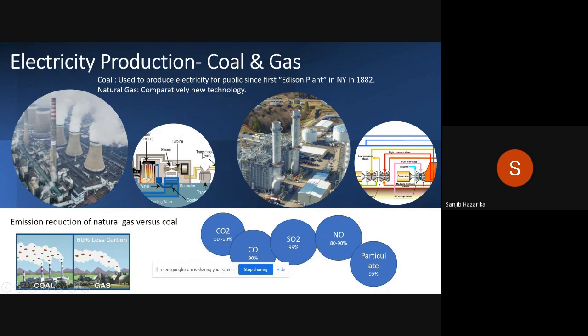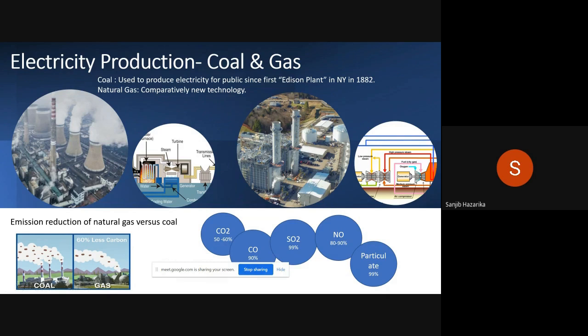And in comparison of coal and gas, we can say that gas is a far cleaner fuel compared to coal. It produces almost 50 to 60% less carbon dioxide, 90% less carbon monoxide, almost 99% less sulfur dioxide, nitrous oxide is also comparatively very low, and particulates are also very low compared to what a coal-based power plant used to have. So overall, if we compare coal and gas, gas has far better benefits compared to coal from the emission point of view, and there may be other reasons as well.